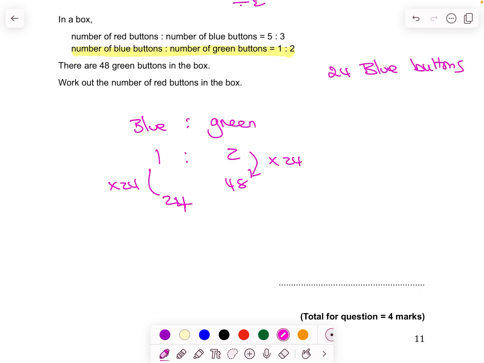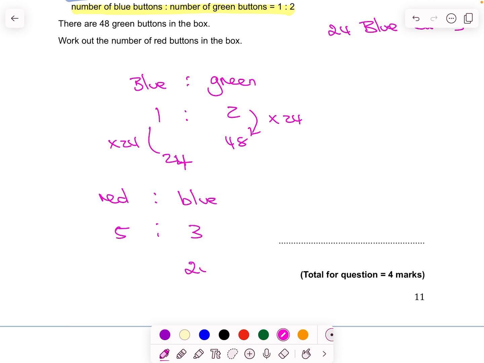So then I can use this bit of information, and I can see that the number of red to blue is 5 to 3. But I now know there are 24 blue buttons. And so 24 divided by 3 is 8. And I've got to multiply the other side by 8. So that gives me 40 red buttons as my answer.